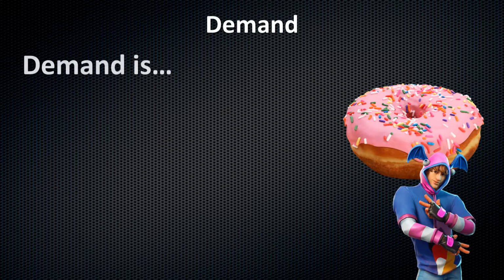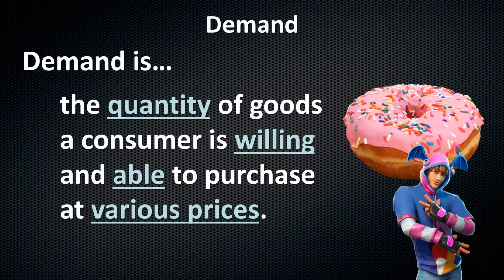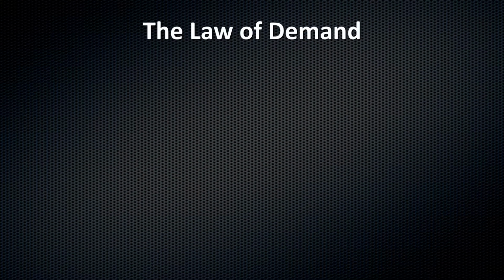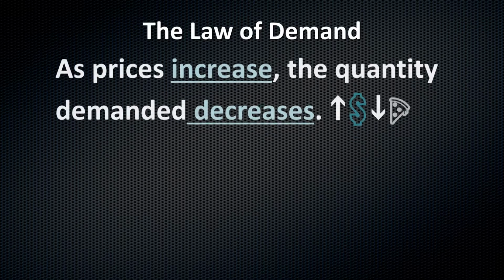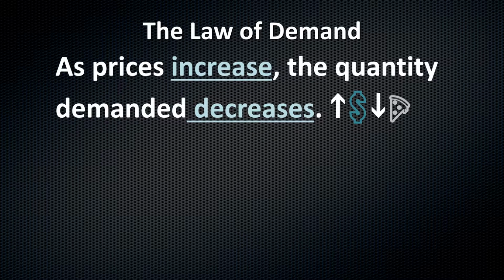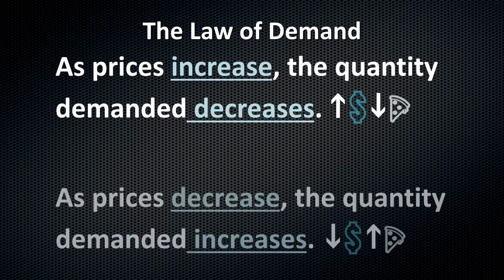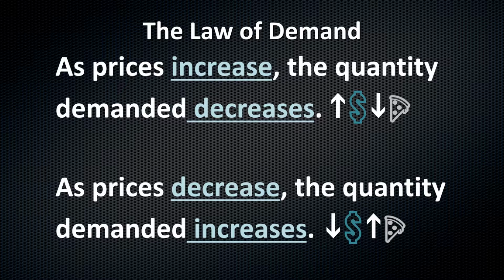Demand is the quantity of goods a consumer is willing and able to purchase at various prices. The law of demand: as prices increase, the quantity demanded is going to decrease. You see that? Price up, quantity demanded down. As prices decrease, the quantity demanded increases. So you see, price goes down, quantity demanded increases. And this is because there's an inverse relationship between price and quantity when it comes to the law of demand.